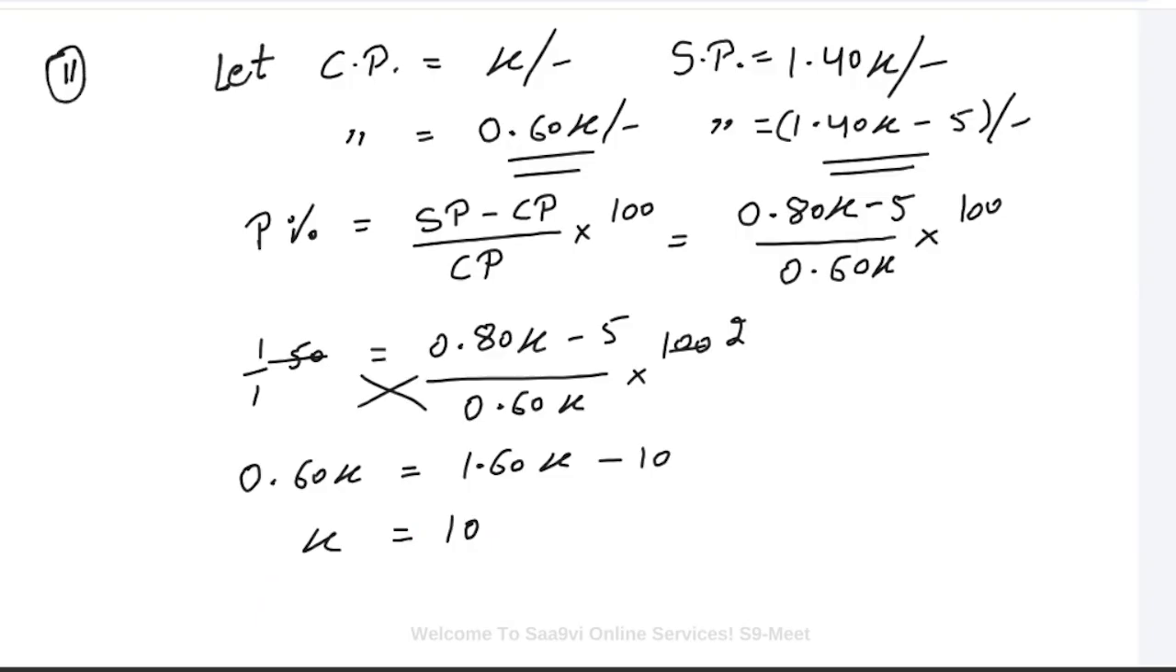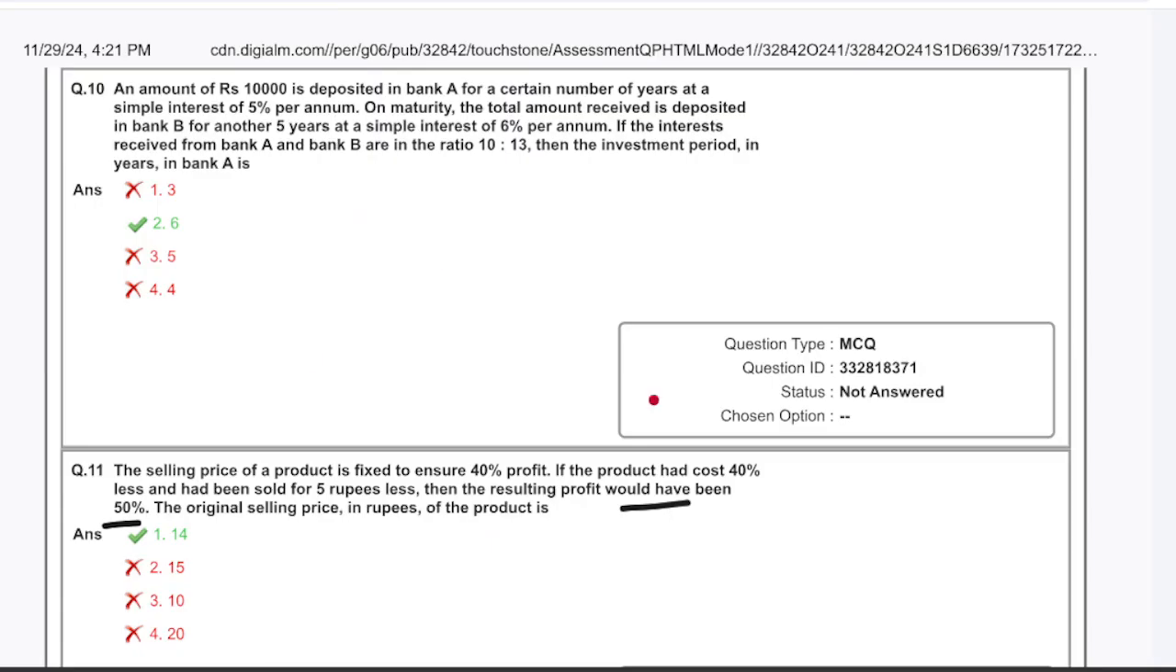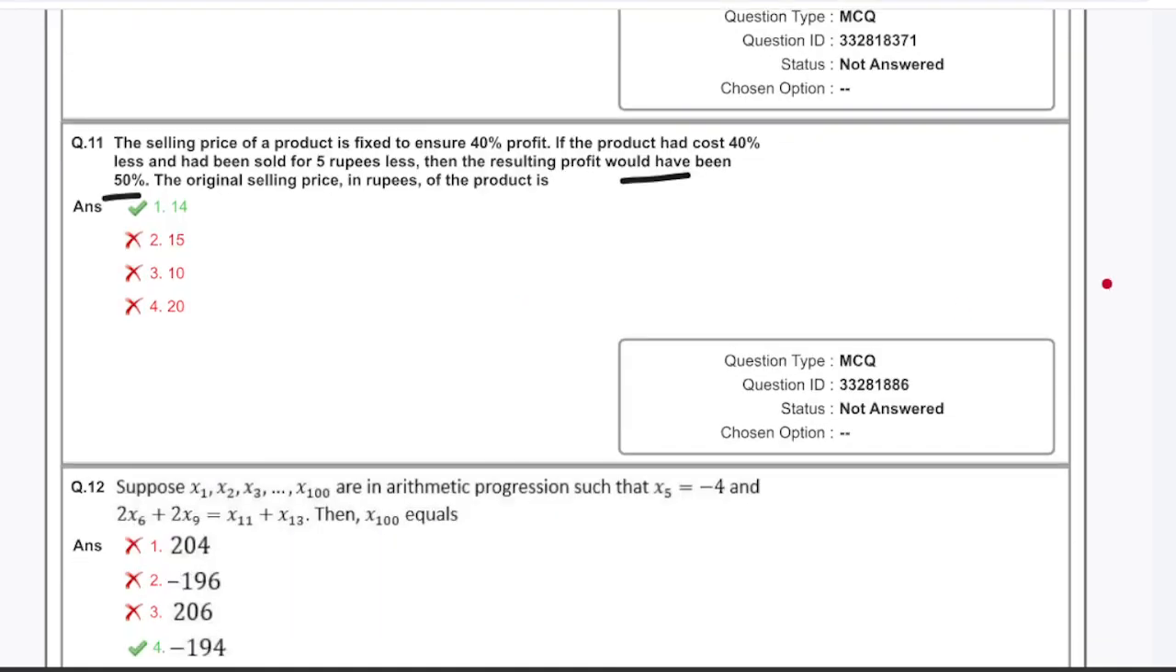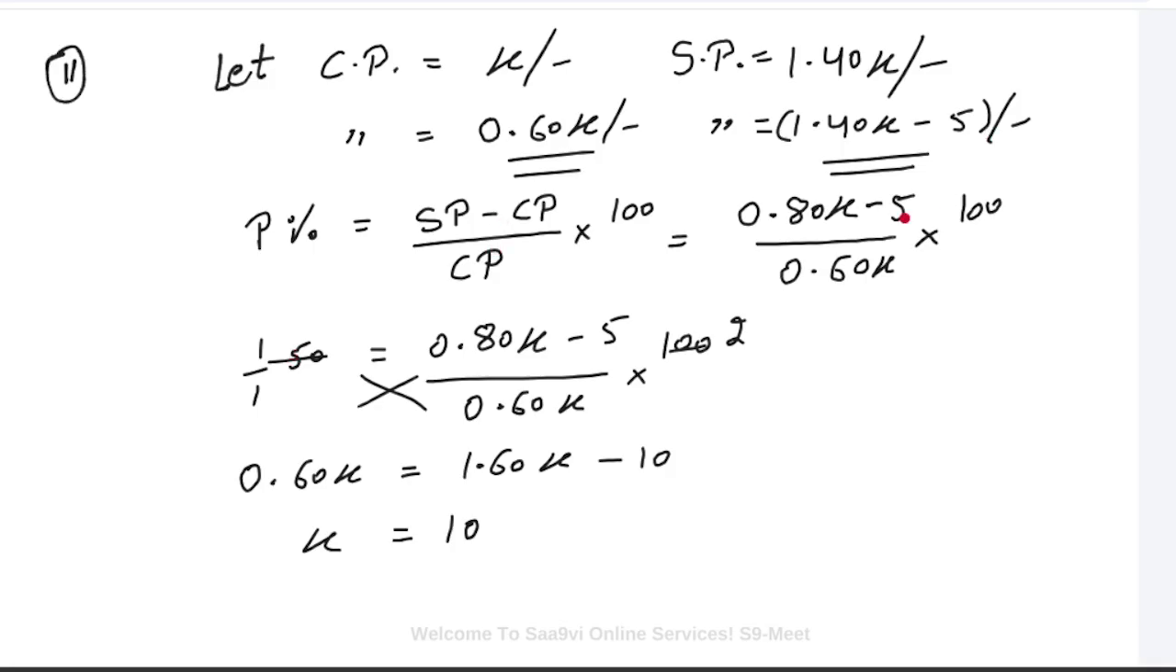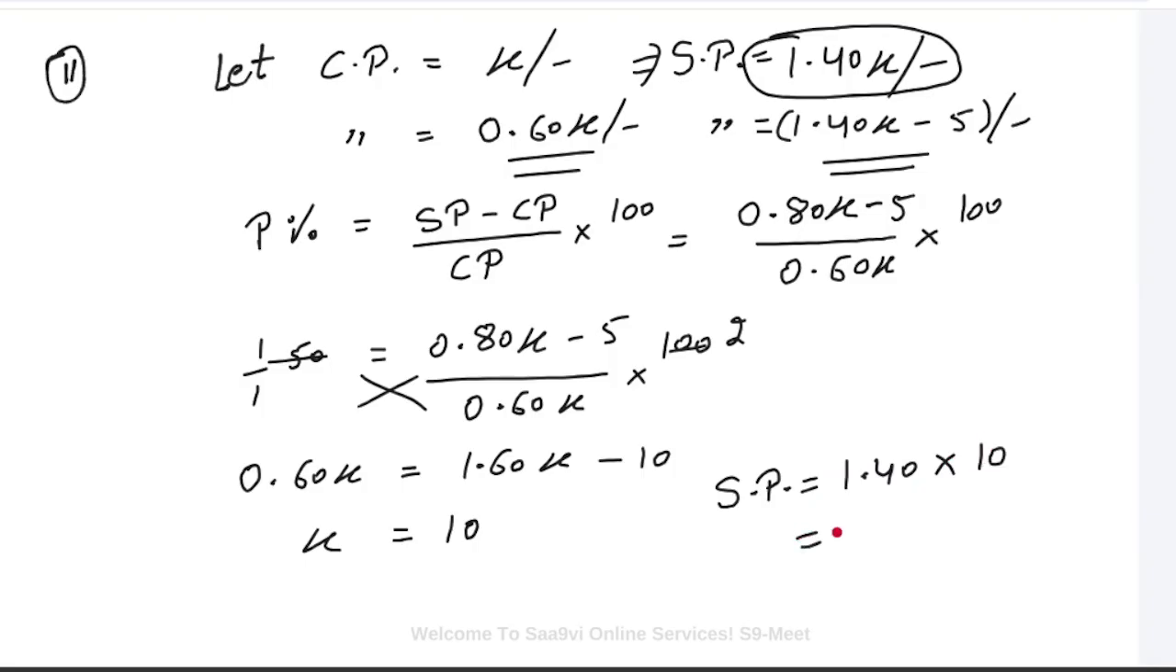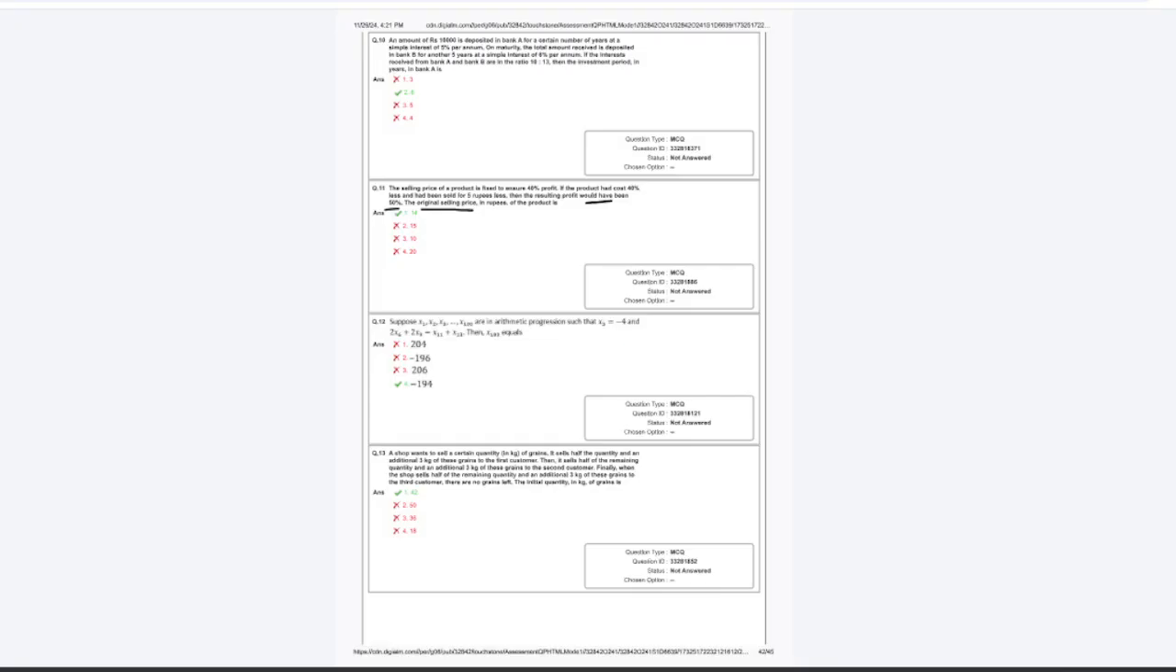Now the question that they have asked is the original selling price. Now the original selling price is 1.40x. That means the answer I'm going to get is 1.40 multiplied by 10, that is nothing but 14 rupees. That is the answer I get. A very easy question it was. Arithmetic, profit and loss, CP SP, a very simple question it was.